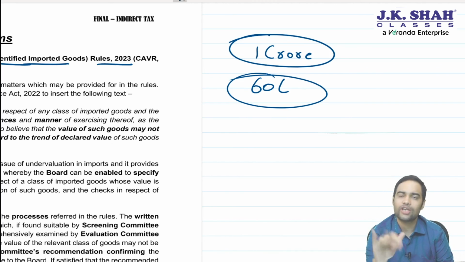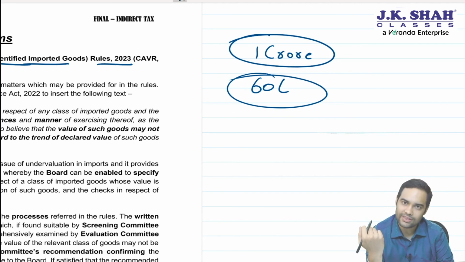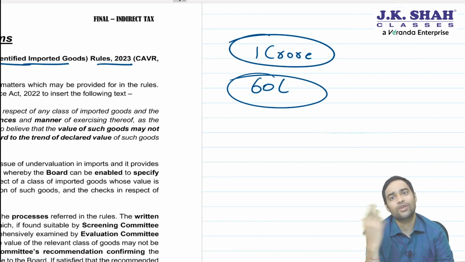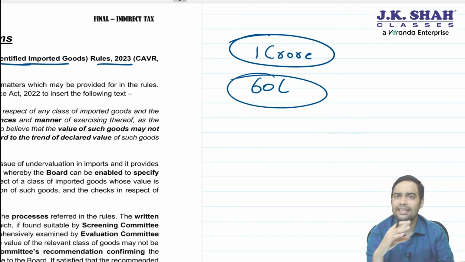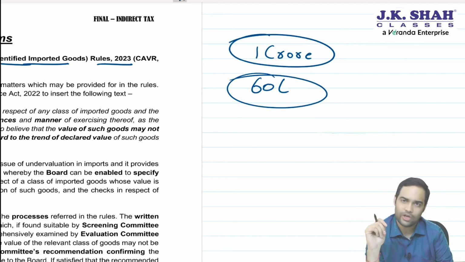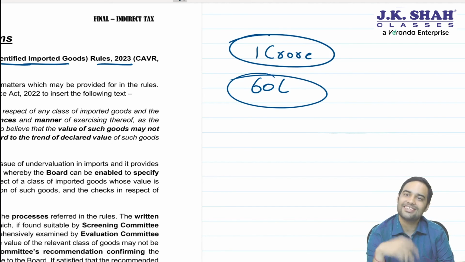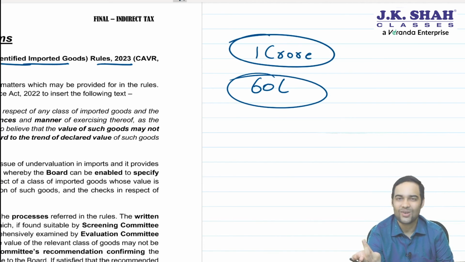Now this will not apply on certain transactions, like when government itself is importing, or there could be a case where import is for export purposes. In some special cases, this will not be applicable. What about exempted goods, sir? Again, it will not be applicable. Let's have a look at it.